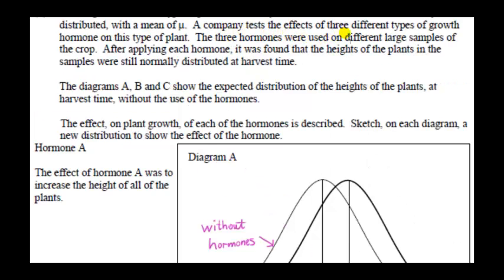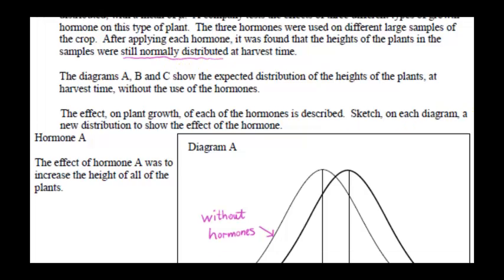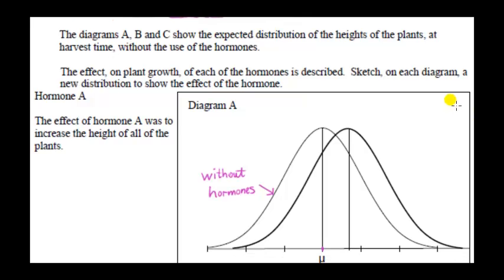A company tests the effects of 3 different types of growth hormone on this type of plant. The 3 hormones were used on different large samples of the crop. After applying each hormone, it was found that the heights of the plants in the samples were still normally distributed at harvest time. Okay, so in diagram A, we want to show the expected distribution of the heights of the plants at harvest time. Well, this shows it without hormones, and we apply one of the 3 hormones, hormone A, which has the effect of increasing the height of all of the plants.